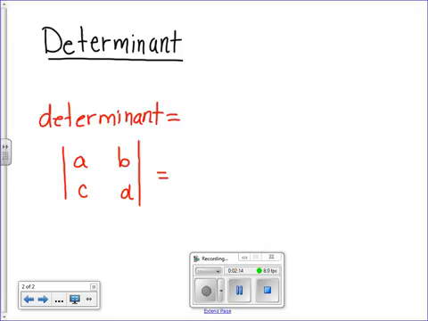So, we cross multiply: AD minus BC. That's your determinant. Okay. Super easy, really easy thing to do. There are a couple ways to do a 3 by 3, but we're going to start on just 2 by 2.